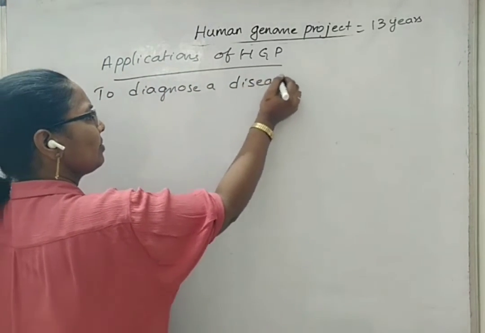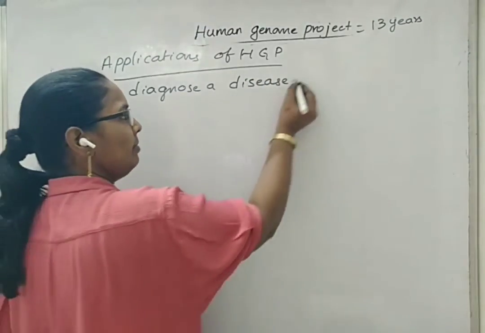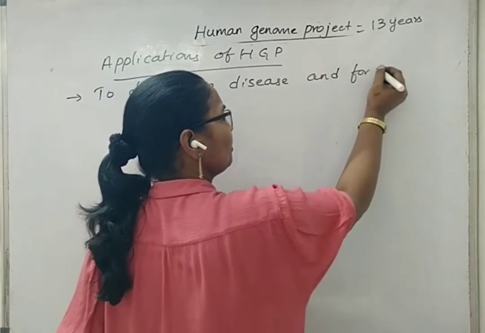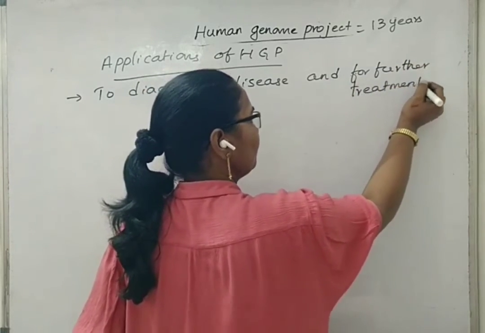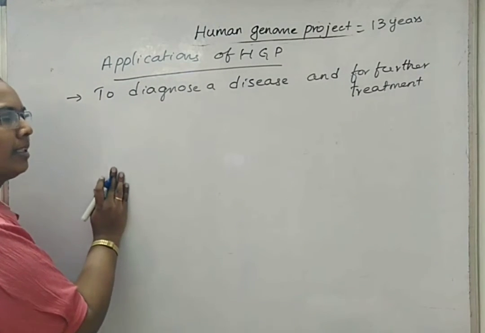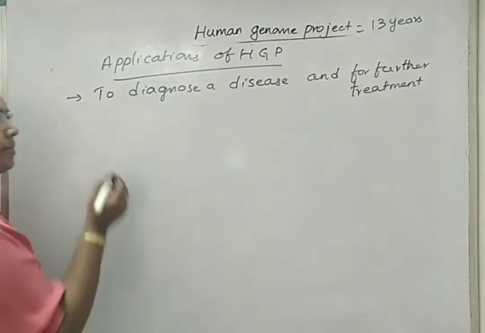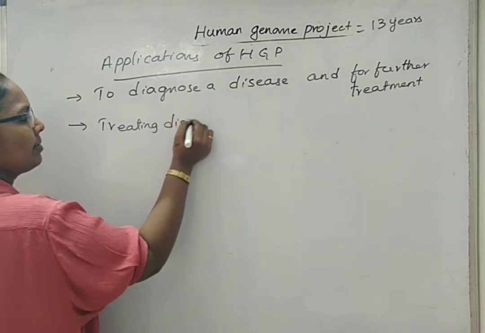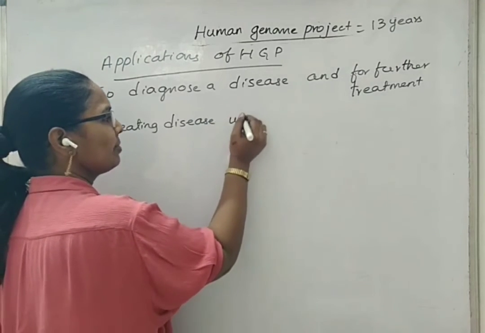To diagnose a disease means, based on the type of the disease, the gene sequence can get varied, and this helps for further treatment. Next one: if the gene sequence of a diseased person is known, then if possible, the treatment can be given by using rDNA technology, treating disease or any disorder by using rDNA technology.